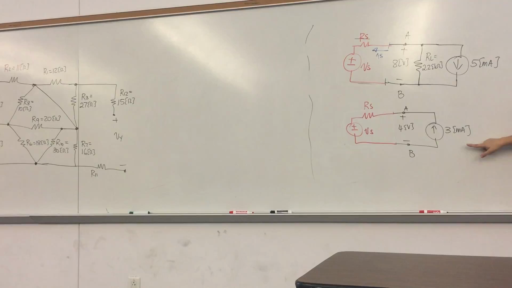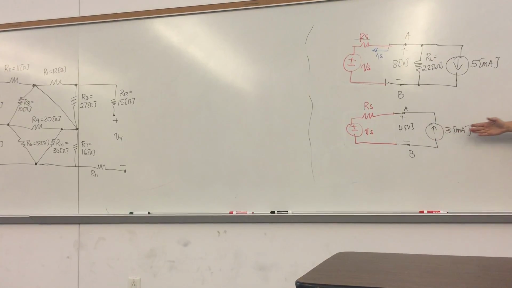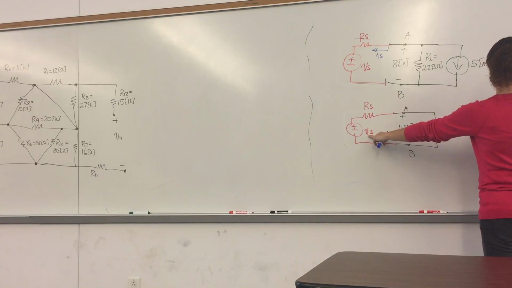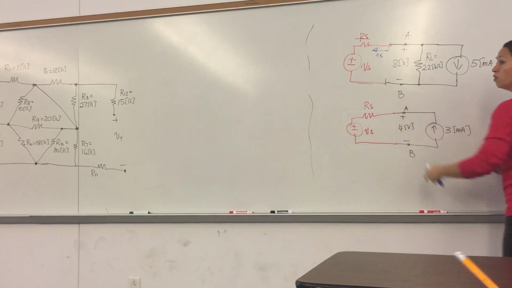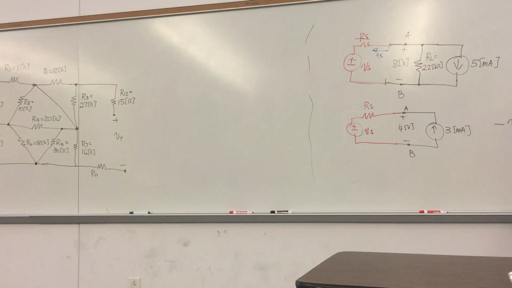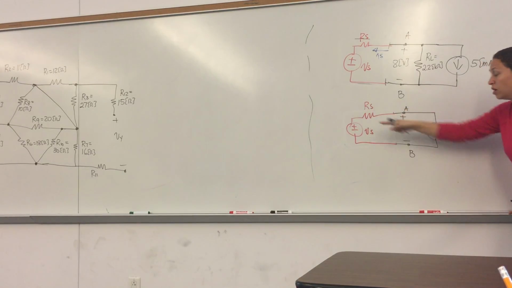Now equation 2 comes from this circuit over here. What equation can I write from the second circuit? A KVL, right? So this one is negative VS. Do I know the current through RS? Yes, that's the current source, flowing that way.